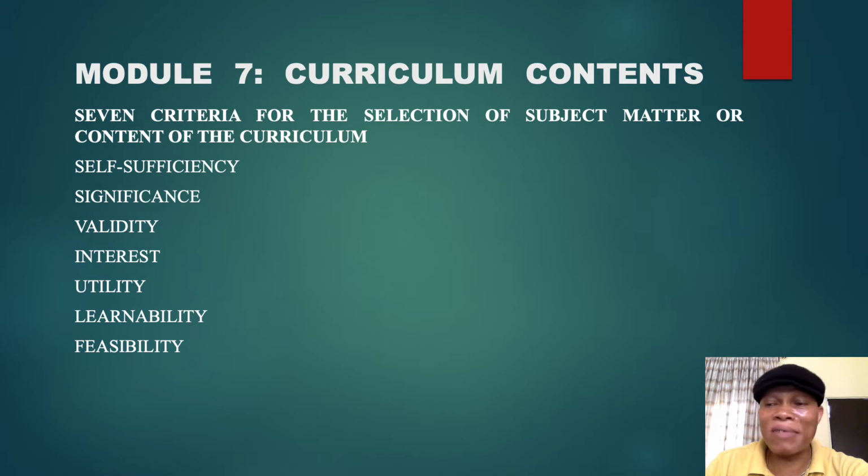The second one is significance. The subject matter or content is significant if it is selected and organized to develop learning activities, skills, processes, and attitudes. It also develops the three domains of learning. That is, when you are talking about cognitive learning, affective learning, and psychomotor learning.